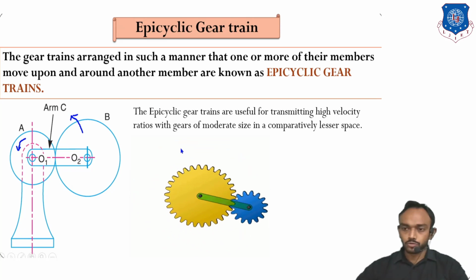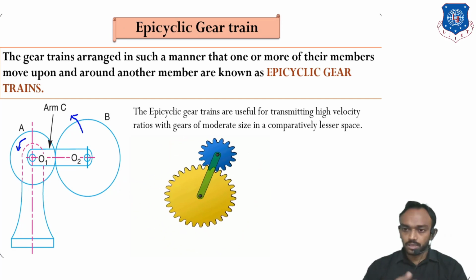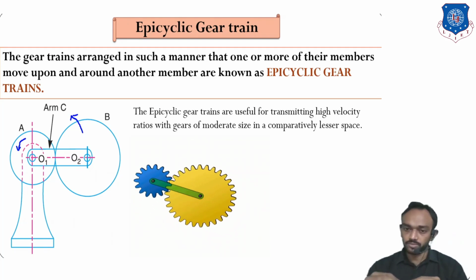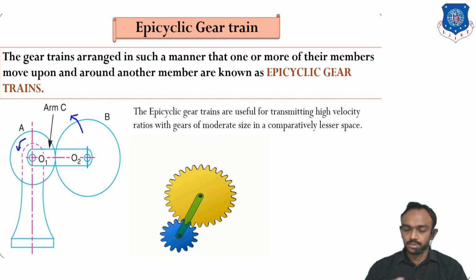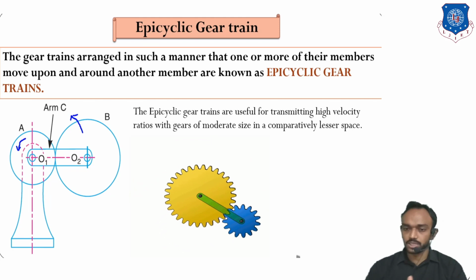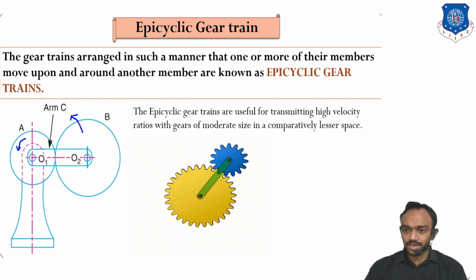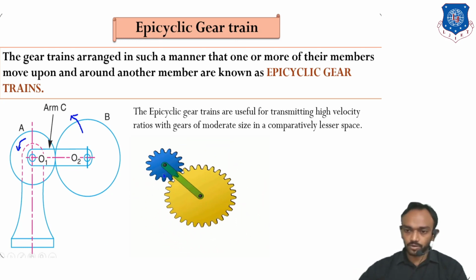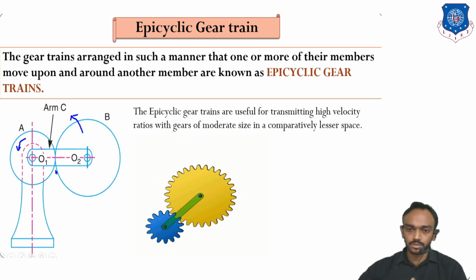But in this particular case, the method of obtaining the speed ratio will be changed. You find the speed ratio by RPM of the driver upon RPM of the driven, which is equal to teeth of the driven upon the driver. But in this epicyclic train, one gear is moving around, and the shaft of the second gear is not steady. It is also revolving around the center gear.